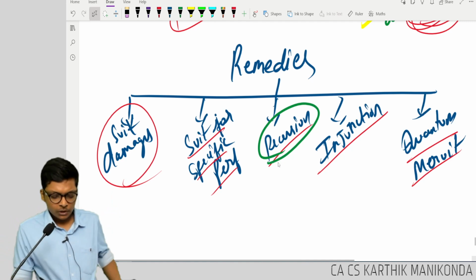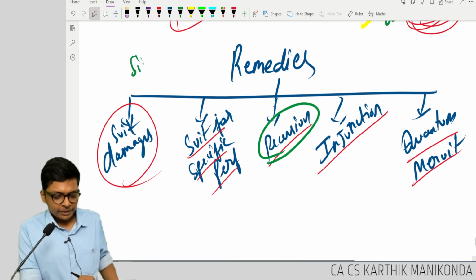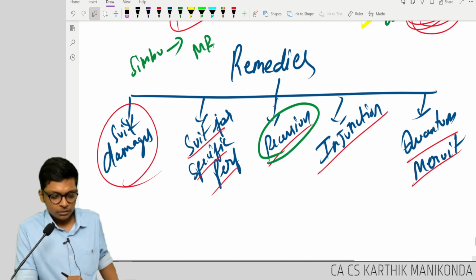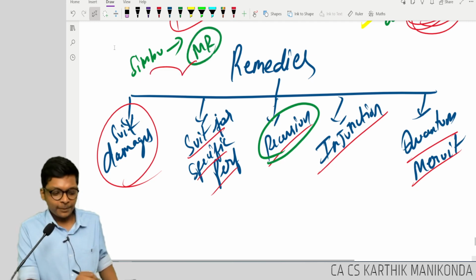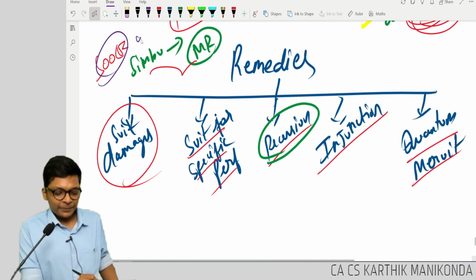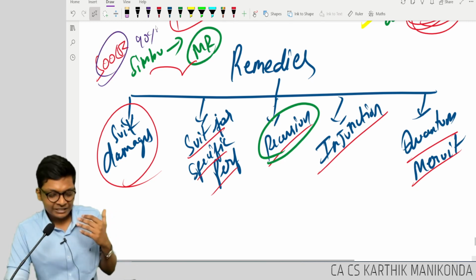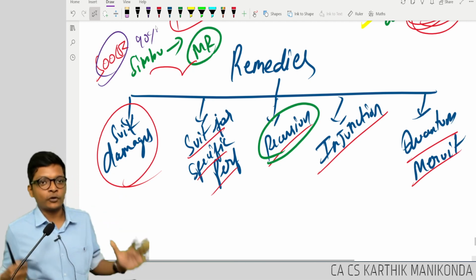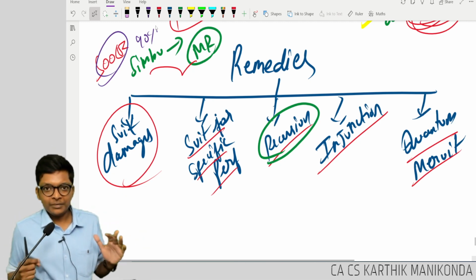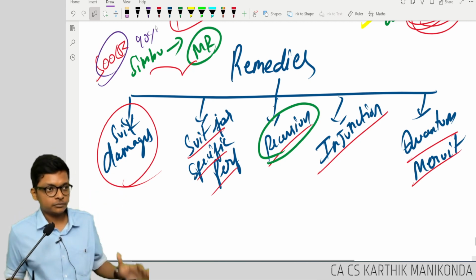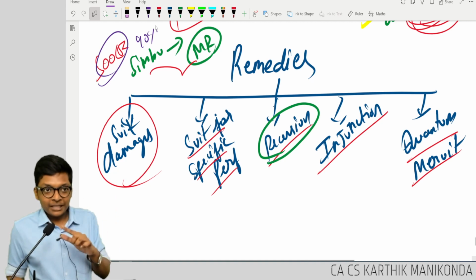Next, let's say the actor Simbu signed a movie with Mani Ratnam to shoot a high budget 500 crore movie. 90% of the movie got over. Now suddenly Simbu decided, I am not going to come for shooting. He said, I won't come. He started doing some other project. Now, can Mani Ratnam sue Simbu for breach of contract?